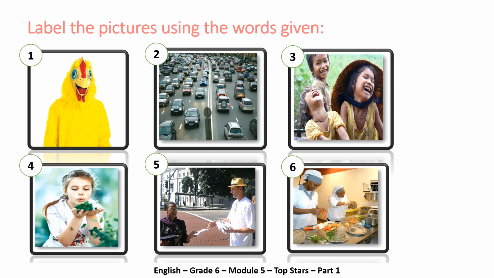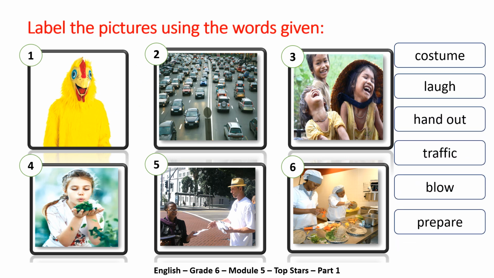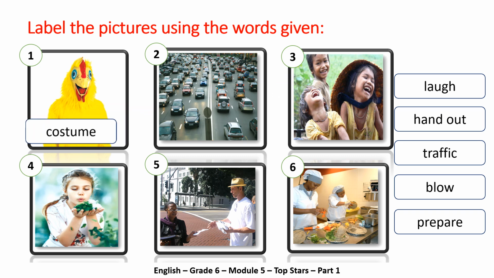Practice time. Label the pictures using the words given. The words are costume, laugh, handout, traffic, blow, and the last one is prepare. Let's do number 1 together. This picture of the chicken. What is the best word that can label this picture? Thank you. It's costume. Now, it's time to pause the video to label the remaining pictures.